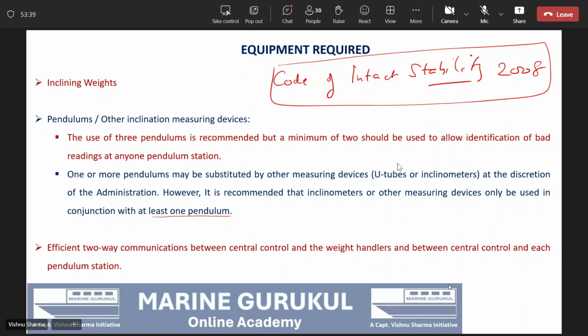Efficient two-way communication between the central control room and the weight handlers, and between the central control room and each pendulum station should be there, because there will be exchange of information that has to take place. So equipment: inclining weights, inclination measuring devices, communication systems, and it continues.